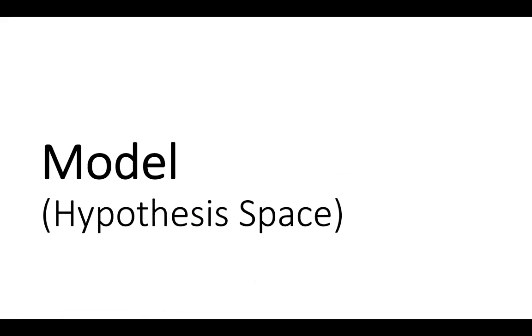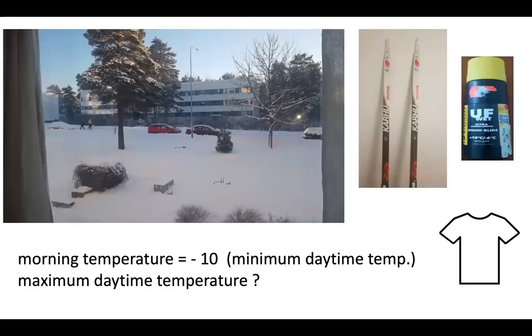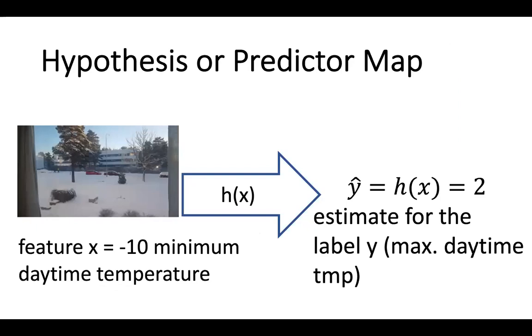And in this course, I'm very specific what I mean by model. I essentially mean a set or a bunch of hypotheses. So in order to explain a model, I must first explain what I mean by hypothesis. By hypothesis, I mean nothing but a function or a map. And here we need a bit of math. So I assume you are familiar with the concept of a map or a mathematical function. So a function is some rule that takes in some input or argument x. In our case, it's the feature value, like minus 10 degrees minimum daytime temperature. And it outputs something else. And this something else is our hypothesis or our prediction for the maximum daytime temperature. So the output or the function value of this hypothesis is the estimate or the prediction for the label value of the day. And in our case, the label value is the maximum daytime temperature.